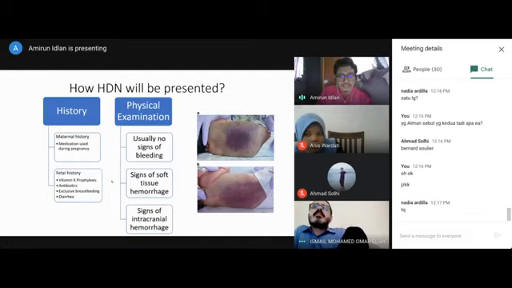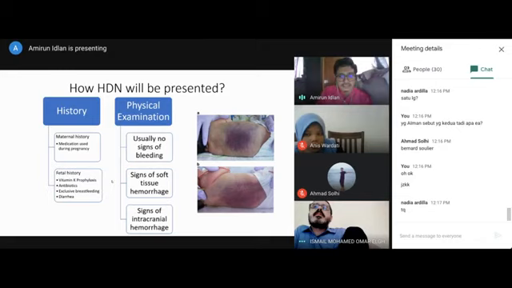So the other differential diagnoses you may consider: first is DIC, disseminated intravascular coagulation, hepatobiliary disease, neonatal thrombocytopenia that had been explained by Alia, and also hereditary bleeding disorder, for example, von Willebrand disease.